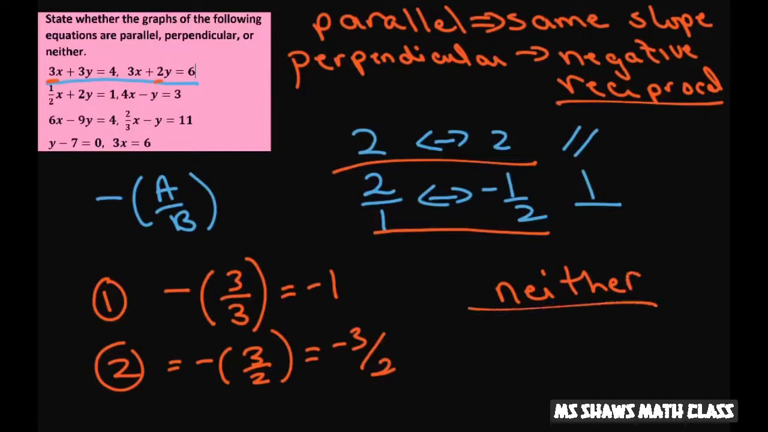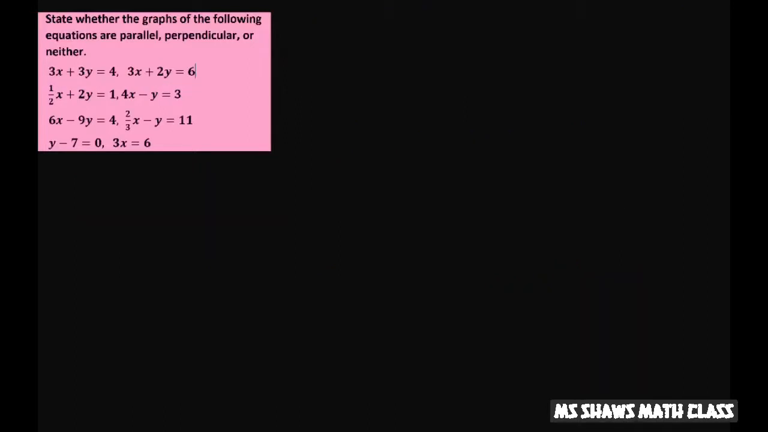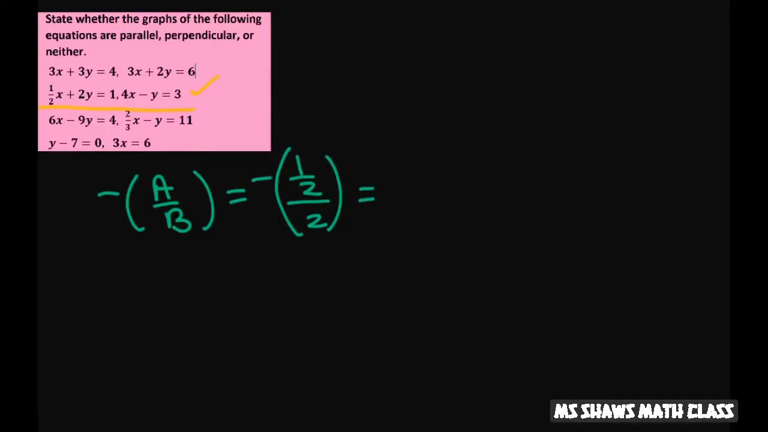This is a handy formula to know when you're doing standard form. That way you don't always have to keep rewriting them. The second one. All right, let's do the same thing. These are both in standard form. So we're going to write negative a over b for the first one. So the first one, a is 1/2, b is 2. Then you do negative that. 1/2 divided by 2 is 1/4. So it's negative 1/4. That's for the first one.